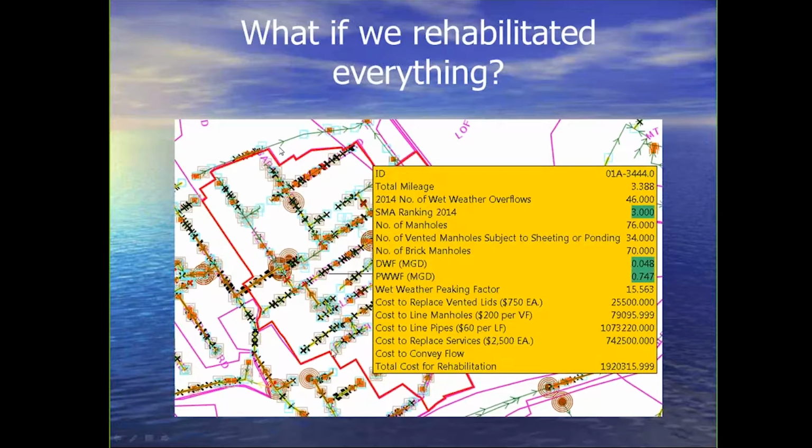So here is another view of that SMA. It's got a different theme. I'm actually showing the CCTV and the manhole surveys and everything else here. But I've got similar data here that I showed earlier on this SMA, where I've got the mileage, number of wet weather overflows, and the ranking.